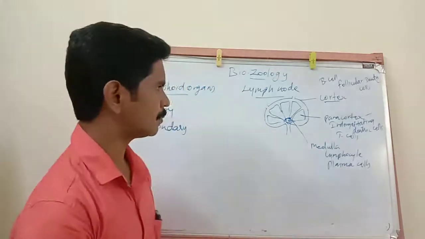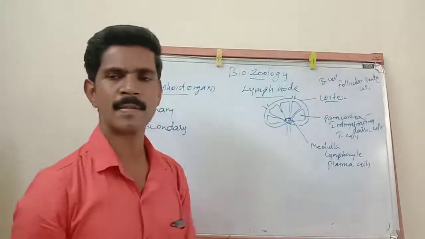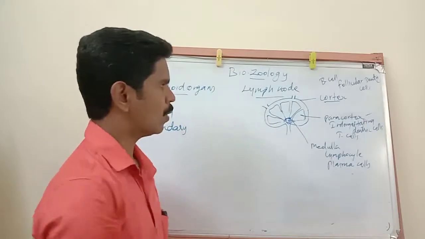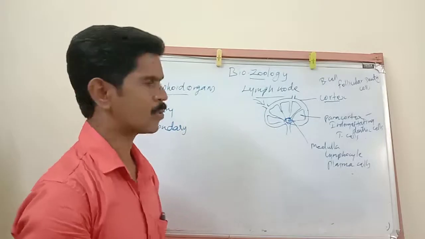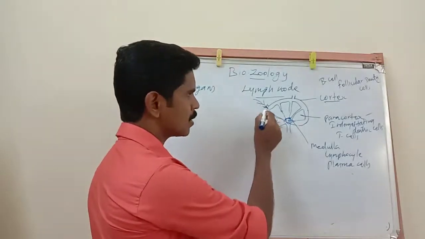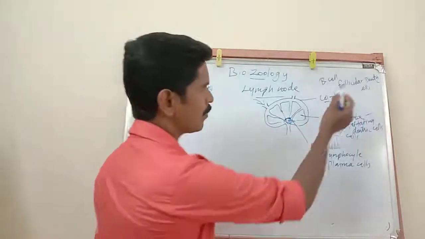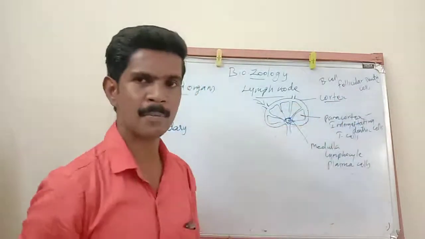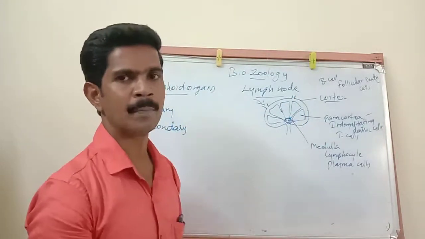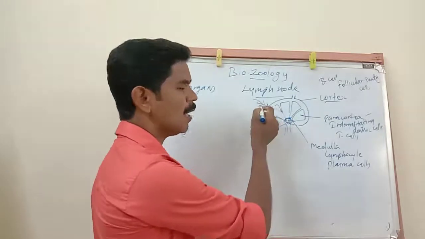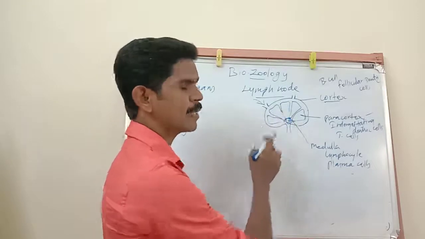See, this is a small hole-like structure present inside the lymph node. Lymph, as I already told you, is a colorless water-like fluid. When the lymph is entering inside the lymph node through this small opening, different types of cells are already present inside the lymph node. The cells present inside the lymph node trap and destroy all the microorganisms which are entering inside the lymph node through the lymph.